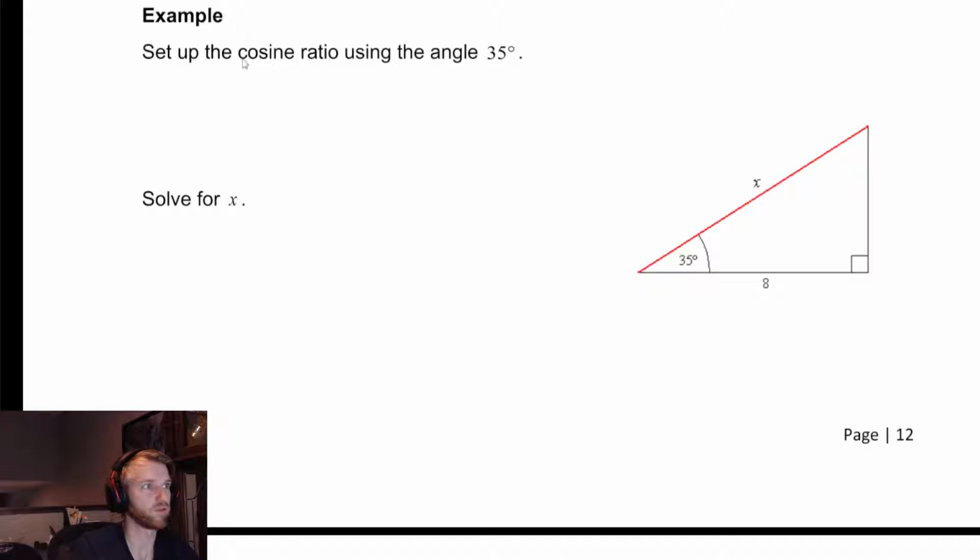This one tells us that we're going to use the cosine ratio to solve, with the angle 35, to solve for what this x is. Later on, it's not going to tell us which ratio to use. We're going to have to figure out which one we want for ourselves. But the cosine ratio, remember, if we use our SOHCAHTOA, the CAH for cosine is adjacent over hypotenuse.